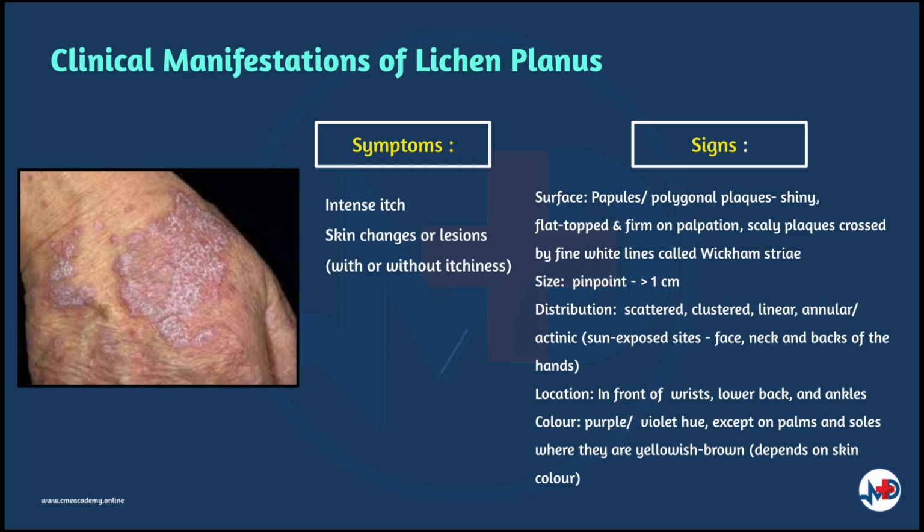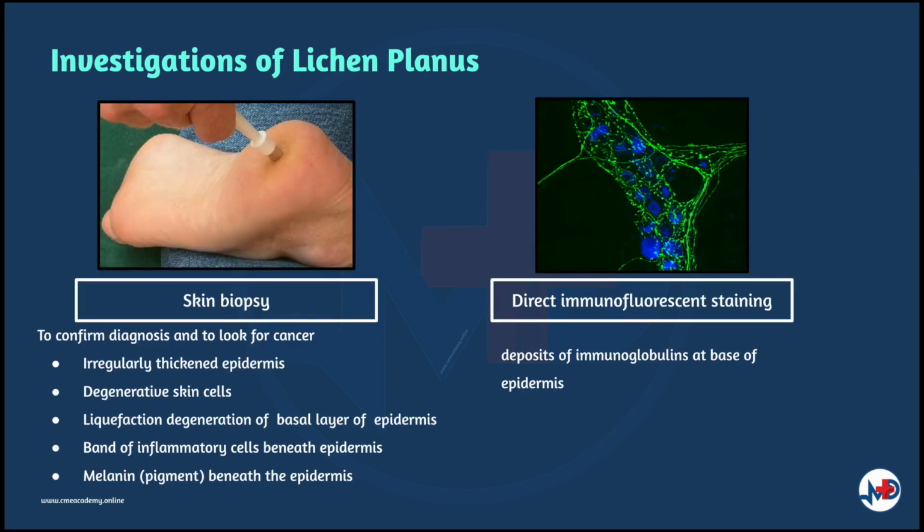It is more commonly found on sun-exposed sites such as the face, neck, and backs of the hands. It may be scattered, clustered, linear, annular, or actinic in distribution. The lesion is of purple and violet hue except on the palms and soles where they are yellowish-brown. However, one should keep in mind that skin color may affect the lesion color differently. The pathognomonic sign of lichen planus is papules and polygonal plaques that are shiny with a flat top and firm on palpation. Skin lesions should be thoroughly examined before proceeding with skin biopsy.